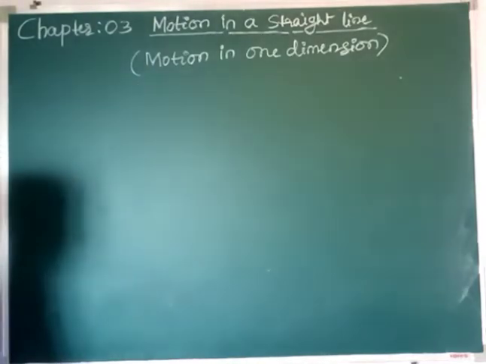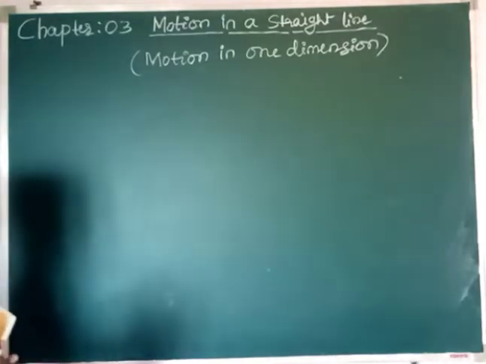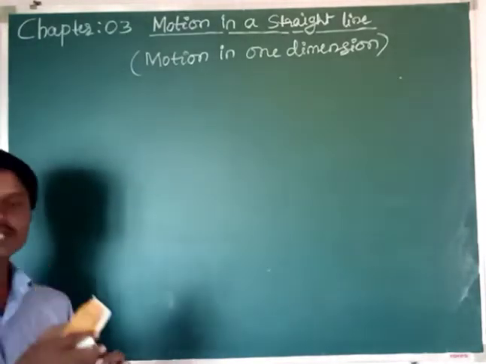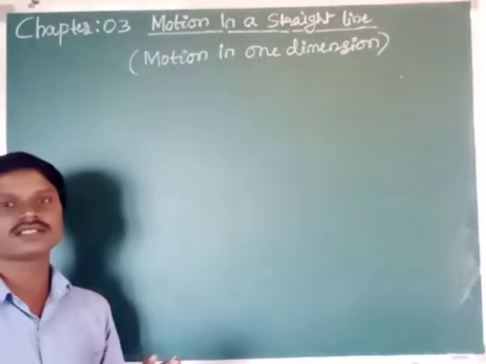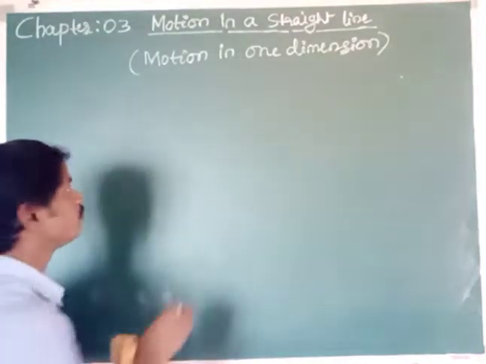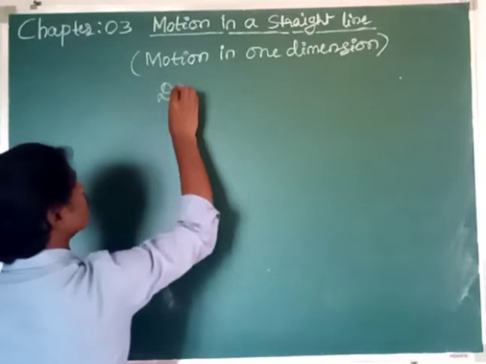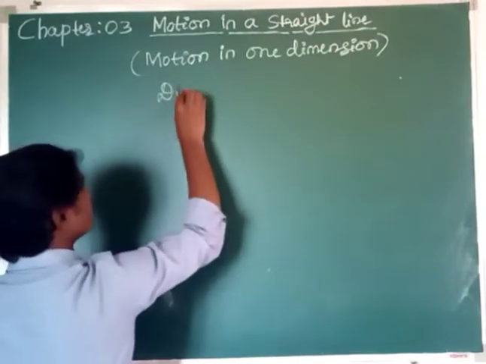Mechanics having how many branches? 2 branches. What are those? Statics and dynamics. Again, the dynamics having 2 branches. What are those branches? Kinematics and kinetics. Already you know the definition of the dynamics.